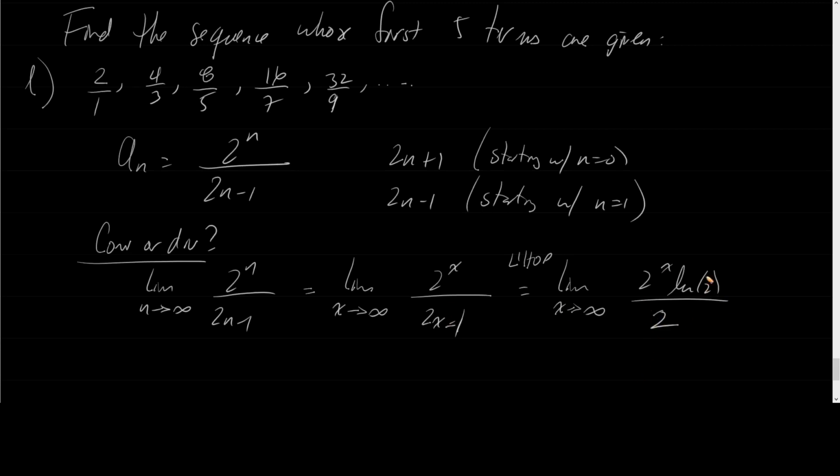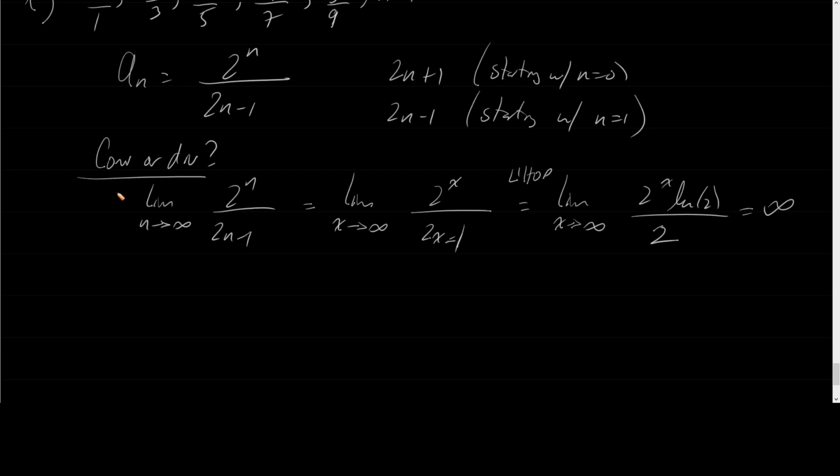And at this point, what do we see? Well, as x goes to infinity, this entire thing just goes to infinity. 2 to the infinity is infinity, times ln of 2 is still infinity, divided by 2, infinity still. So we get infinity. Because we got that it went to infinity, that does not converge. Therefore, we'll say it is divergent. All right.